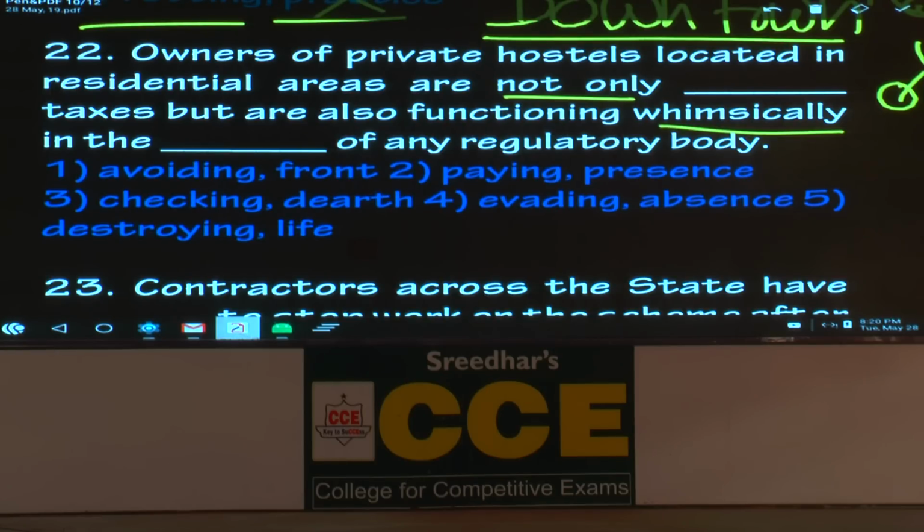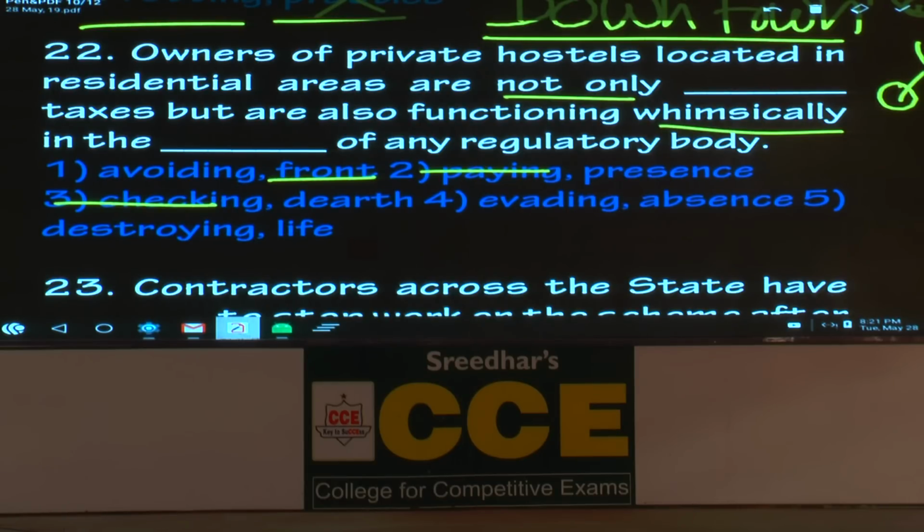Now we'll see the first one. Avoiding, not only avoiding taxes but are also functioning whimsically in the front. Can you use the word front? No, mark it wrong. Not only paying taxes is positive, but here the context is negative, mark it wrong. Checking, not only checking, check the taxes, not correct.